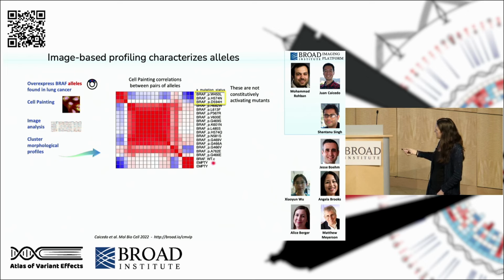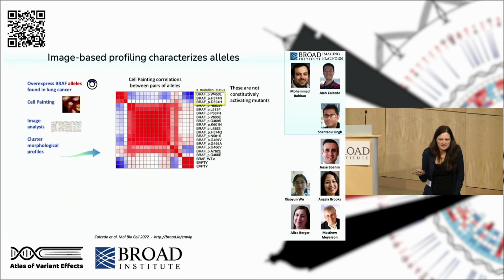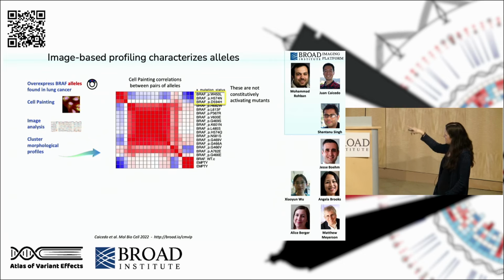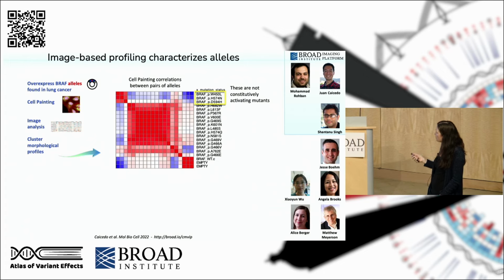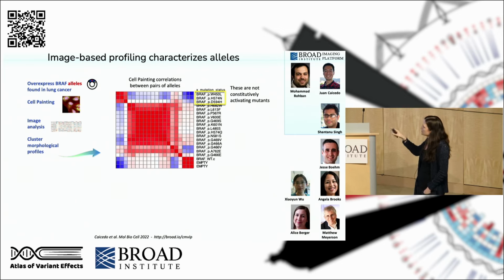You can see the reference version of BRAF in this case is down here. It actually clusters with negative controls. So in other words, when overexpressing this protein, the cells don't really see anything. But when you overexpress many of these other variants, you see a dramatically different kind of phenotype. And they cluster in different groups, and those groups, it turns out, from what is known, are meaningful, such as the top 3 variants are known to be not constitutively activating, whereas the rest are all kind of similar.